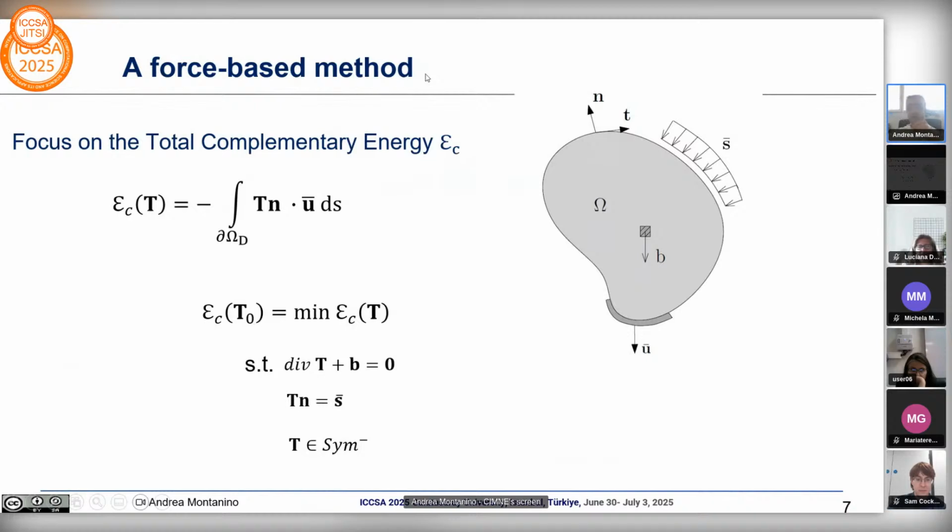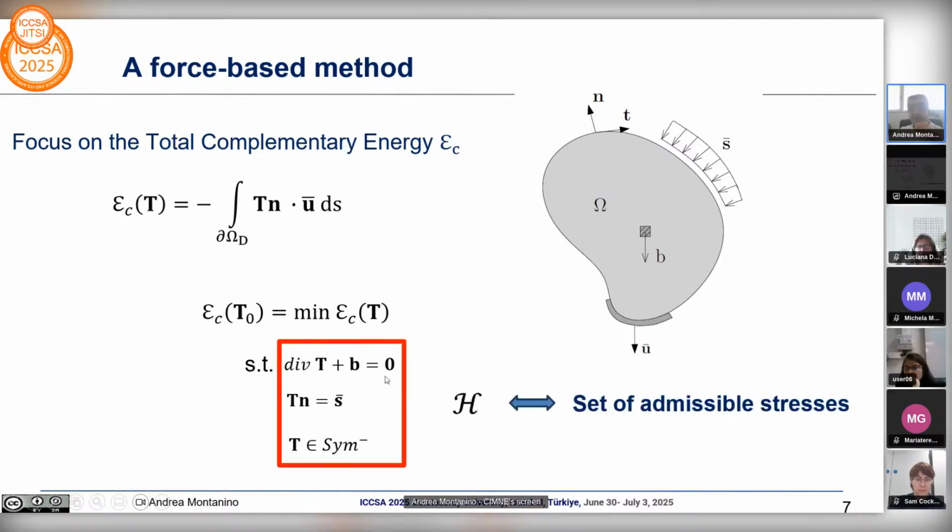In this case, we want to minimize the total complementary energy that under the Hyman assumption is a linear functional under the equilibrium, internal and boundary equilibrium, and material compatibility. The set of these three assumptions defines the so-called set of admissible stresses.